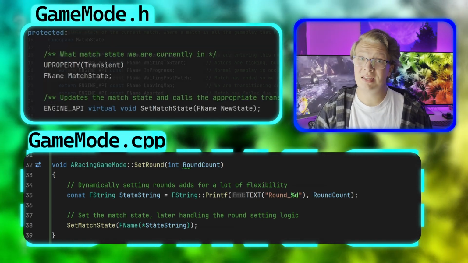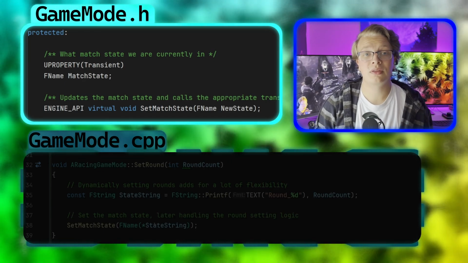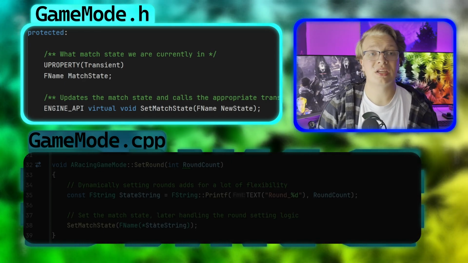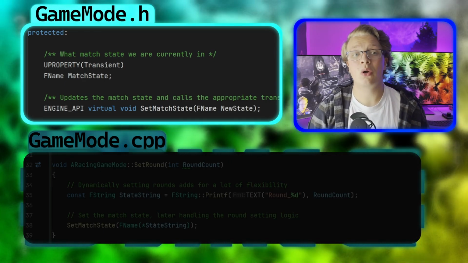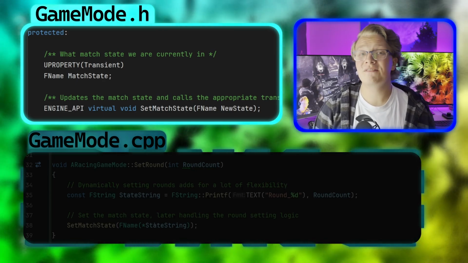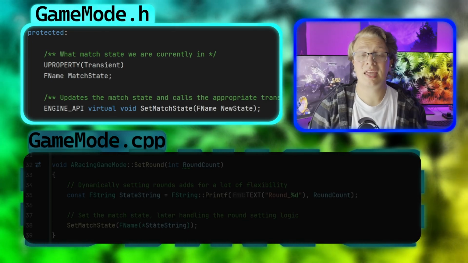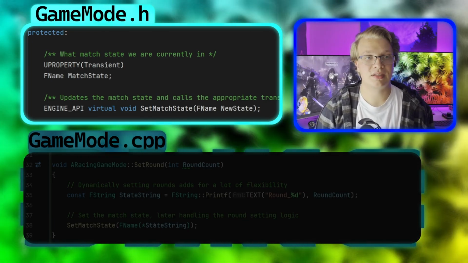Now, as the match state variable and setter are protected, the game mode itself is the only one that can set the current match state, forcing encapsulation so that the state machine only changes when the game mode decides, reducing the likelihood of invalid transitions and making sure that every state change is dictated by the game mode and updated via the setter.